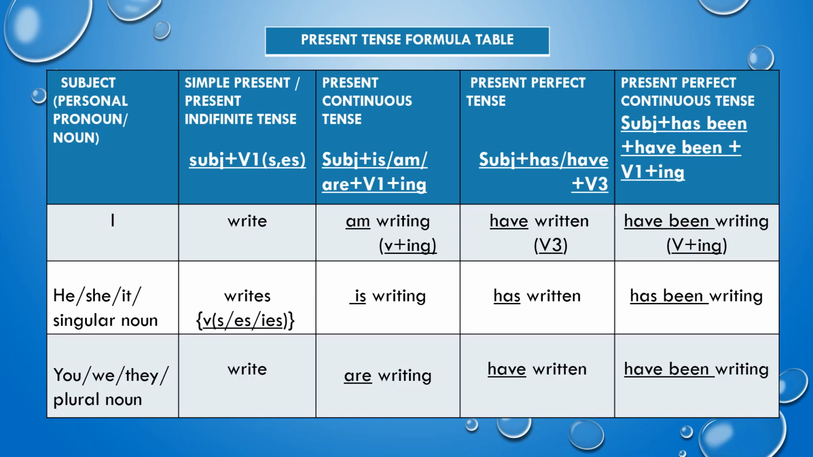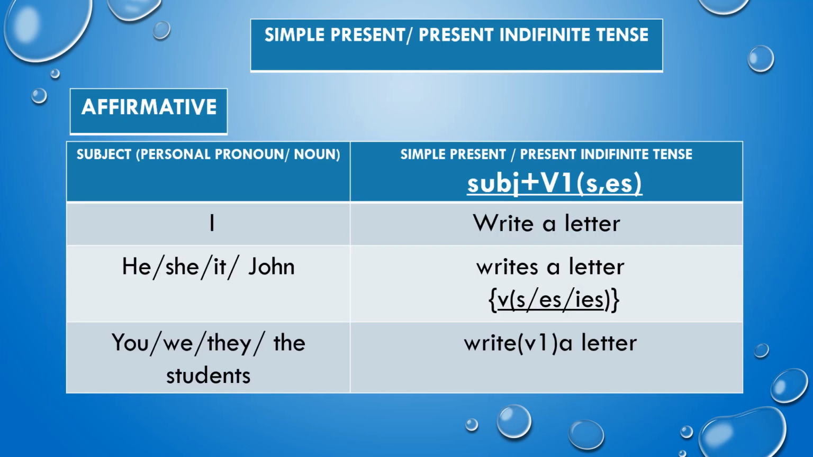Alright, as you can see, this is a table for present tense formula under four different forms. Let us focus on simple present tense or present indefinite tense. We all know that the formula for it is subject plus first form of the verb by adding s or es to the verb, which means that depending upon the subject, that is the doer of the action, we have to add an s or an es to a verb.